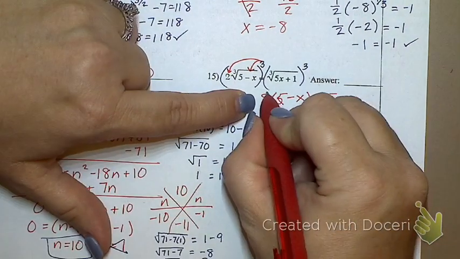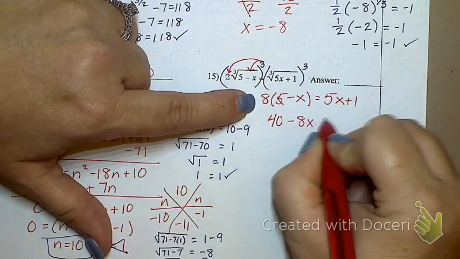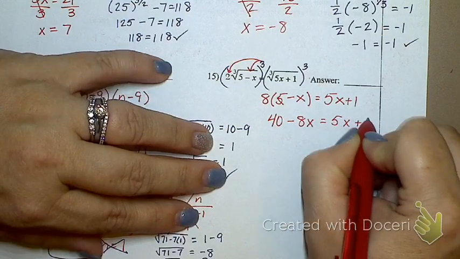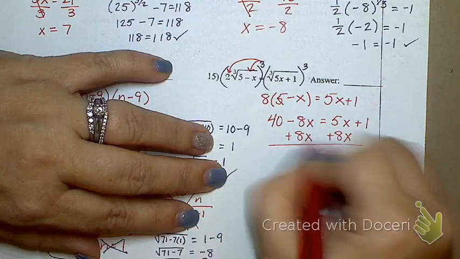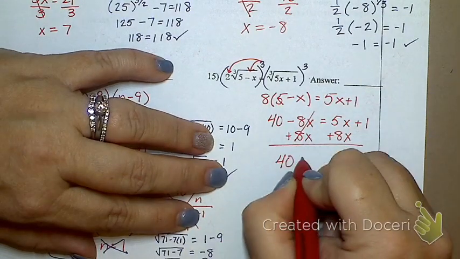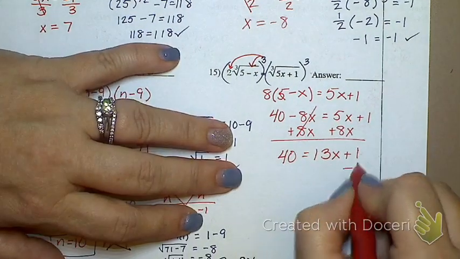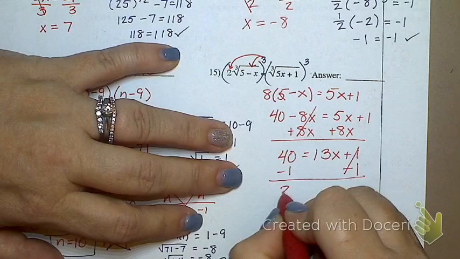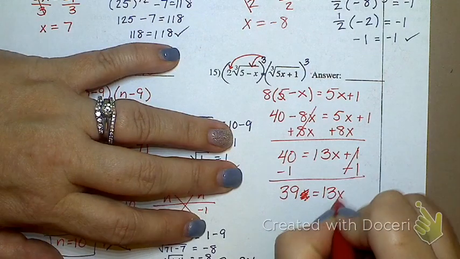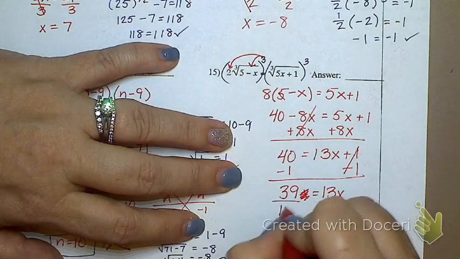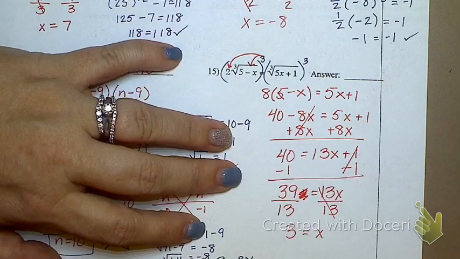All right, so I'm going to distribute. 8 times 5 is 40. 8 times negative x is negative 8x equals 5x plus 1. I'm going to add 8x. Yes, you could move the 5x if you wanted to. I like things positive, so I go that way. You'd end up with the same answer, though. Subtract 1. 39 equals 13x. Divide by 13. And x equals what? 3.